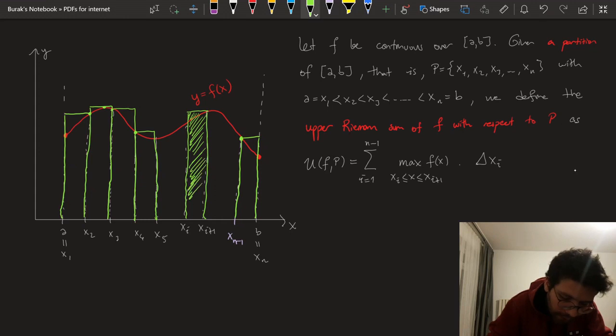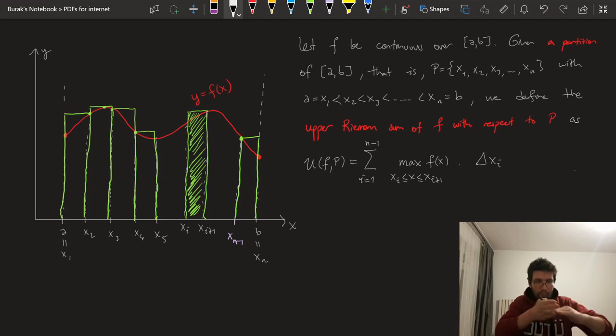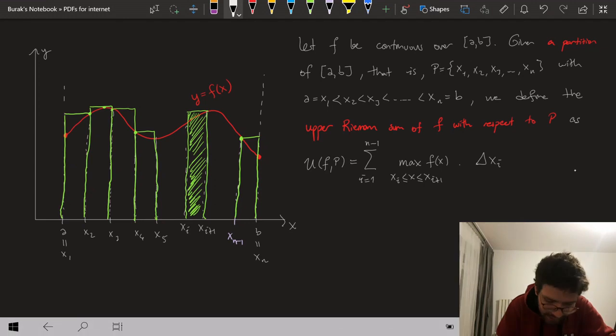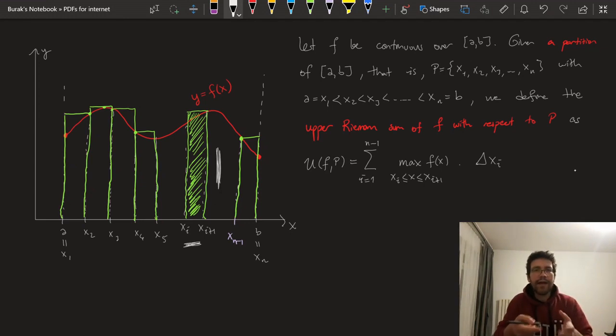The area of this rectangle is the height of this times the width of this. Remember in 5.2 when we talked about the notion of area, this was one of my assumptions. If I have a rectangle with sides A and B, the area of this rectangle is AB. So the area of this is this width times this height. But what is this height? How would I construct this rectangle? The height of this rectangle is the largest possible value of this function over this interval.